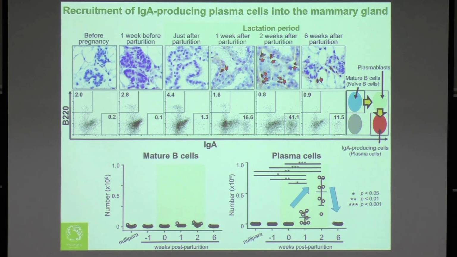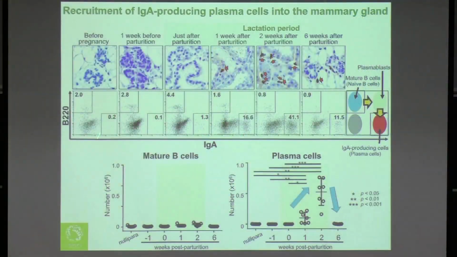So when you do the flow cytometric analysis using these 2 types of markers, you can distinguish mature B cells, that is naive B cells, plasmablasts, or plasma cells. So what we did was to isolate the cells from each stage of the mammary gland and then stain the cells with anti-IgA and anti-B220 in order to look at the frequency of these 3 populations present in the mammary gland.